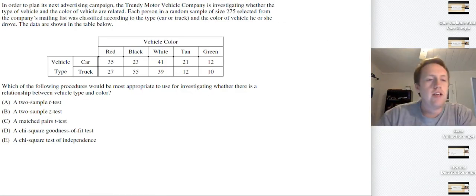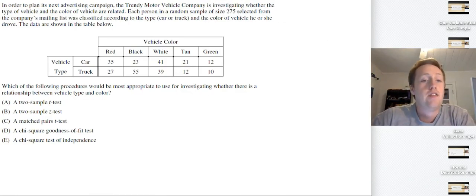Problems. In order to plan its next advertising campaign, the trendy motor vehicle company is investigating whether the type of vehicle and the color of vehicle are related. Each person in a random sample of size 275 selected from the company's mailing list was classified according to the type, car or truck, and the color of vehicle he or she drove. The data are shown in the table below.